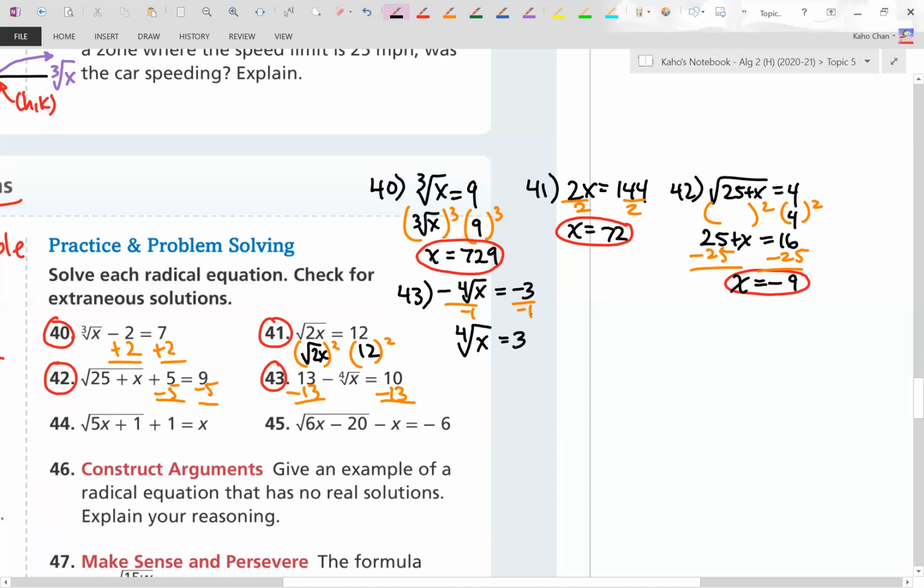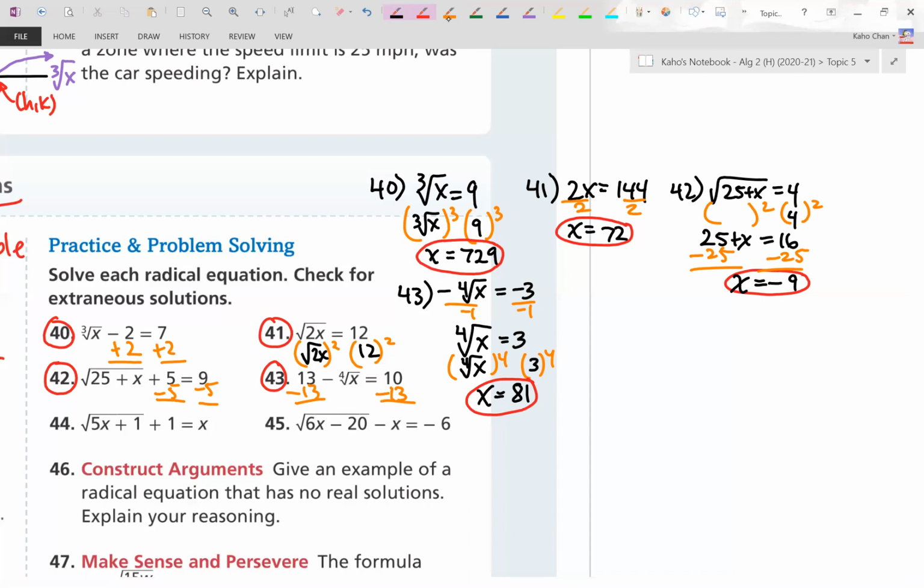Opposite of 4th root is 4th power both sides. Interesting. X equals 3 to the 4th power. 3, 3, 3, 3 is 81. Not too bad. Okay. 44 is next. Let's do that one.